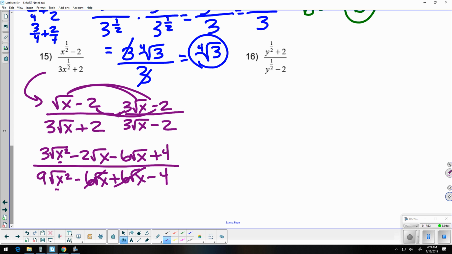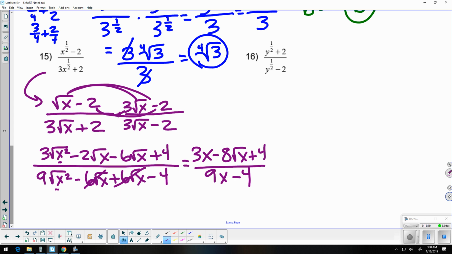So my final answer, let's go ahead and clean this up. We would have 3x on top, right? So 3 and then square root of x squared, that's just x, so 3x. In the middle, if you combine those terms, that'd be a minus 8 square root x plus 4. And then on the bottom, this would just be 9x minus 4. And that'd be my final answer.